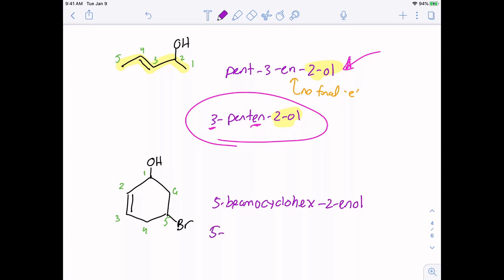Using the older method, 5 bromo, 2 cyclohexene, ol. Again, you can put the 1, if you do, it goes right here. You just don't need it.